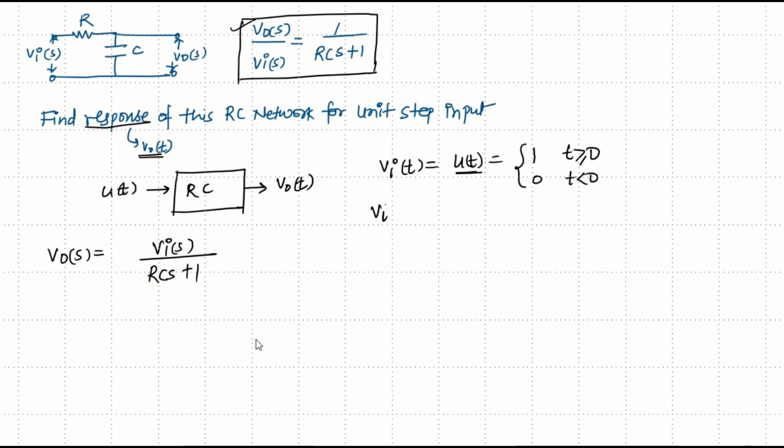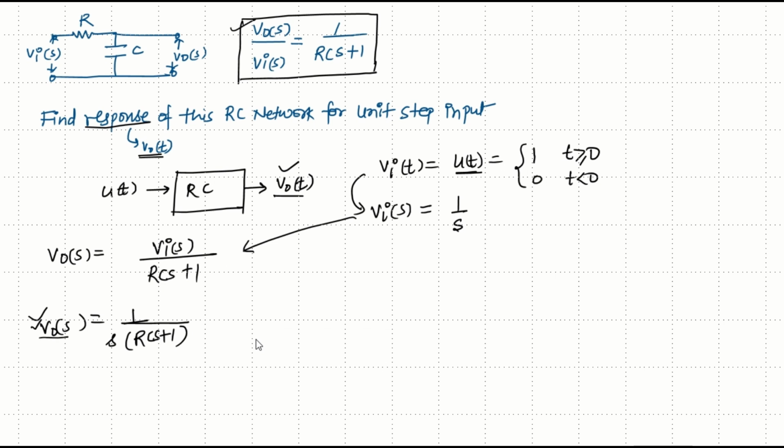So what is V(s)? If we take the Laplace transform of this V(t), this comes out to be 1 by s. So we can put this value in this equation. So V0(s) will be given by 1 by s multiplied by 1 by (RCs plus 1). Now we want to calculate V0(t), but we get this value V0(s). To calculate V0(t), we have to take the inverse Laplace of this V0(s). Now to calculate the inverse Laplace, we have to do partial fractions of this equation.